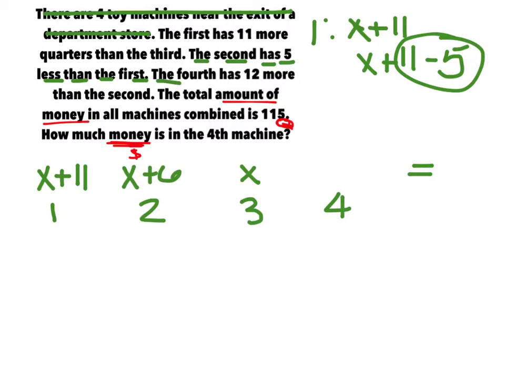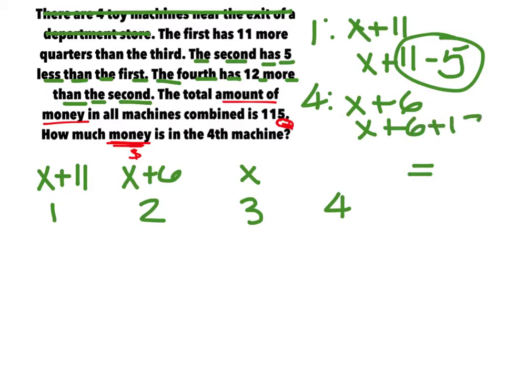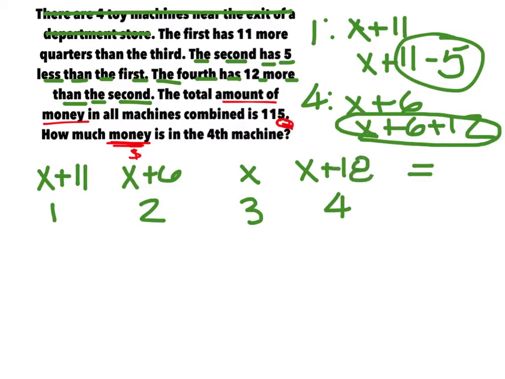And now the fourth has 12 more than the second. So here's the second, X plus 6. And the fourth has 12 more than that one. So how can I simplify the fourth one now? X plus 18, yes, because we combine the 6 and the 12.